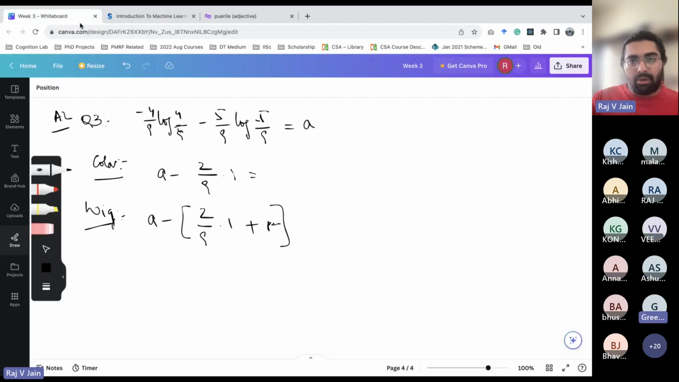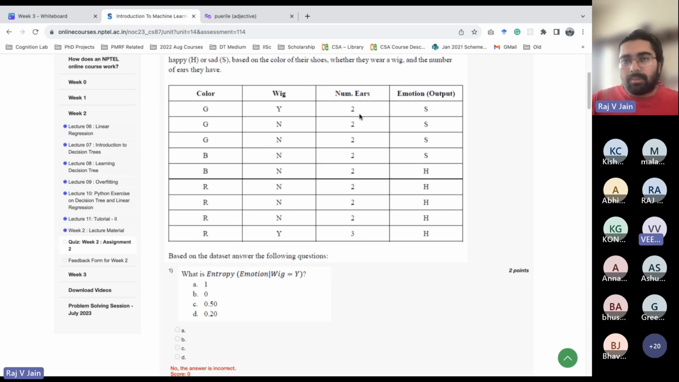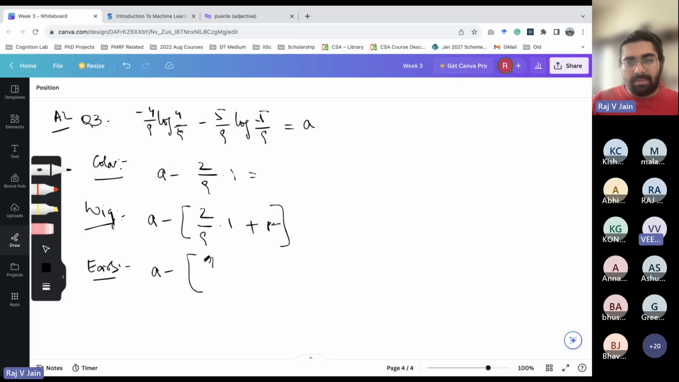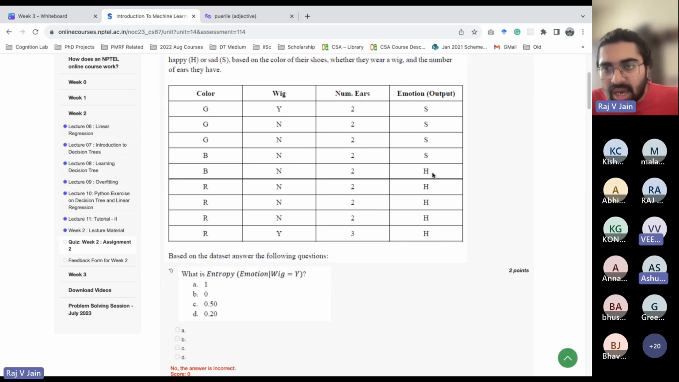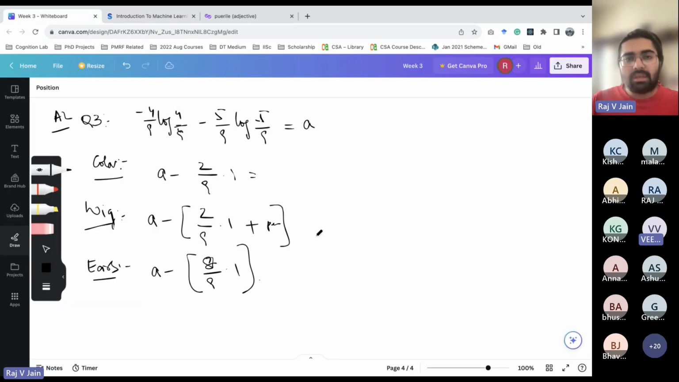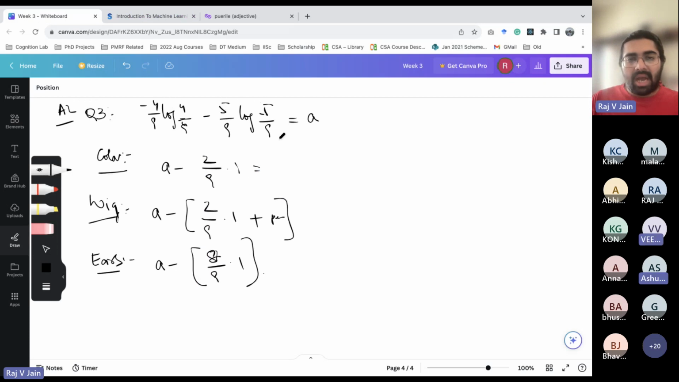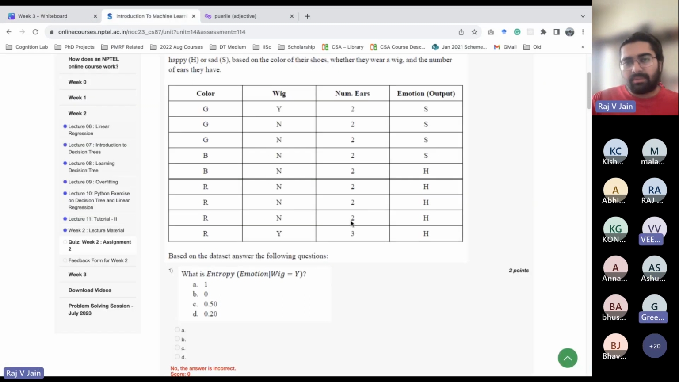And then similarly for number of years, it'll be again A minus. So 3 is 0. So I have this is 8 by 9 into whatever entropy you get here. I think it's again going to be 1. So highest that you get will be here. Color. Color will be the answer.